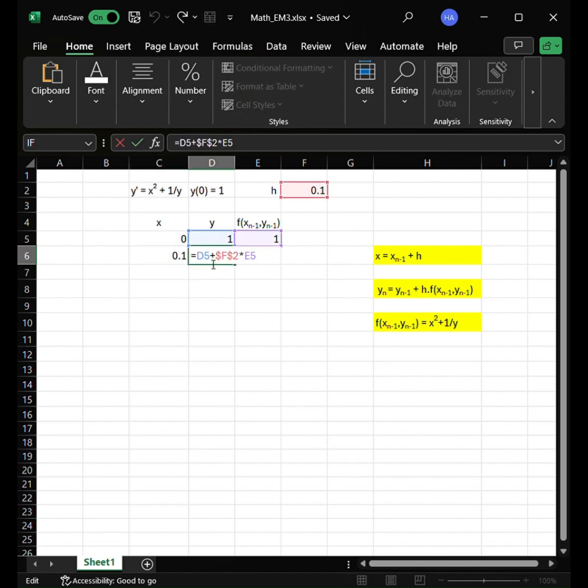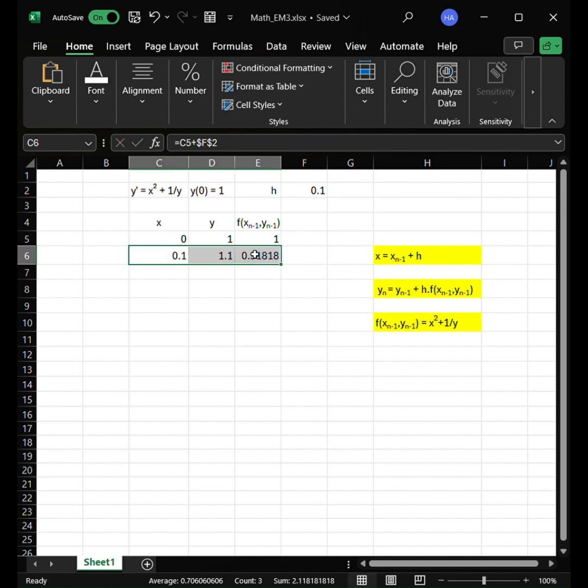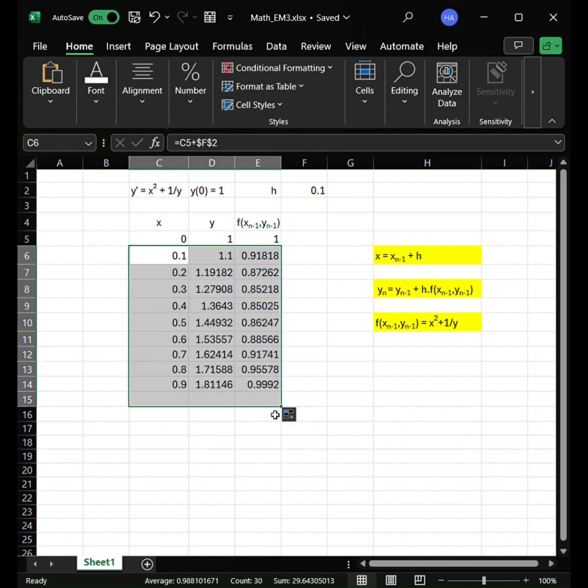Then for the y, I use this formula: yn minus 1 plus the h step size times the value of the slope. So yn minus 1 is the previous y, D5, plus my h step times E5, which is the value of the slope. Next, to find the value of the slope, I use this formula: x squared plus 1 over y. So C6, the current value of x squared plus 1, divided by the current value of y. After I put in the three formulas, I select the three columns and drag them down to x equals 1. Now I get the y value, which is 1.91138. So this is our numerical approximation using Euler's method.